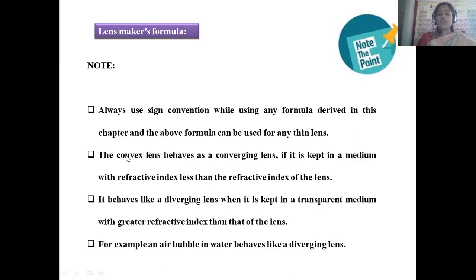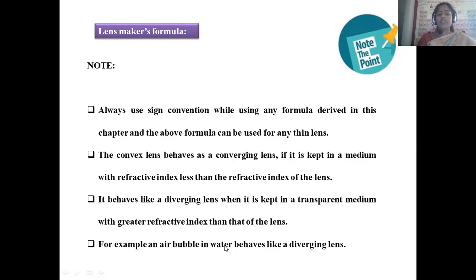In case of a convex lens kept in a transparent medium, that is clearly visible, what happens? The medium has a greater refractive index than the lens. That is inverse to condition number 2. So here the medium's refractive index is greater than the lens refractive index. In that case, it diverges the rays.